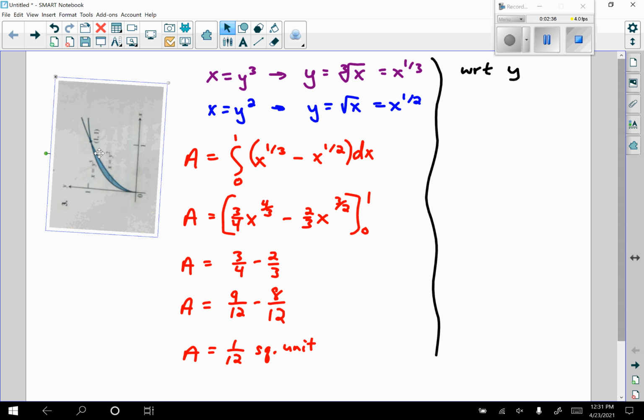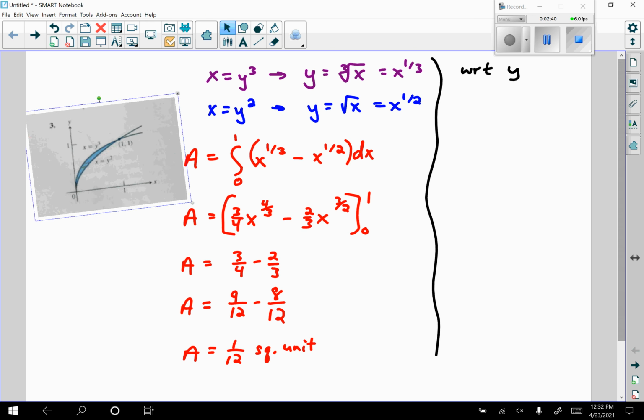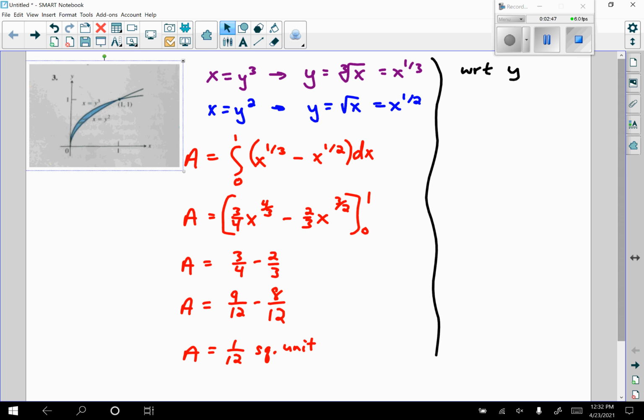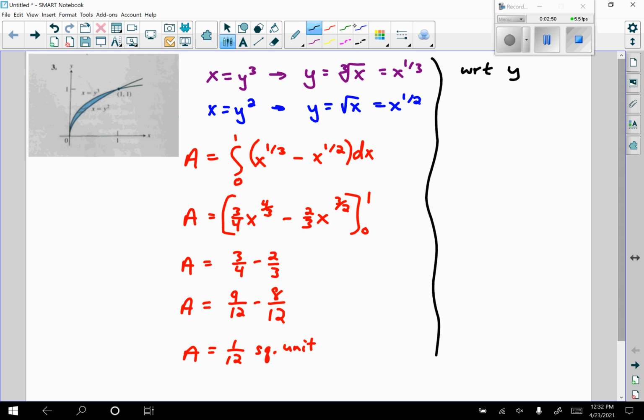rotate this, it's still going to be the top curve minus the bottom curve, but in this case, if we take it back to its original orientation, that becomes the rightmost curve minus the leftmost curve, and we're going again along the y-axis. So if we did this with respect to y, our area is the integral from 0 to 1. So the integral is y goes from 0 to y equals 1. The rightmost curve is going to become y squared. The leftmost curve is going to be y cubed, and then we do dy.